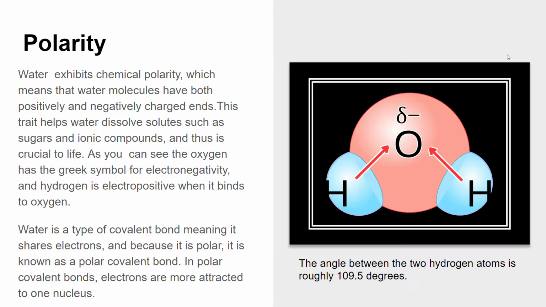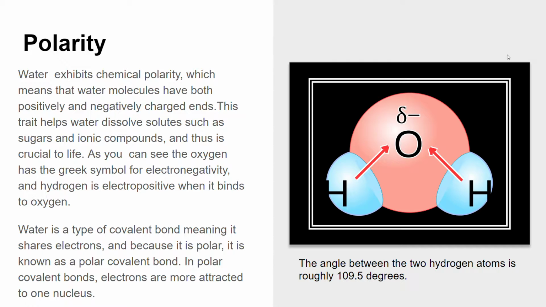Now we're going on to the first characteristic of water. Water exhibits chemical polarity, which means that the water molecules have both positively and negatively charged ends. This trait helps water dissolve solutes such as sugars and ionic compounds, and thus it is crucial to life.